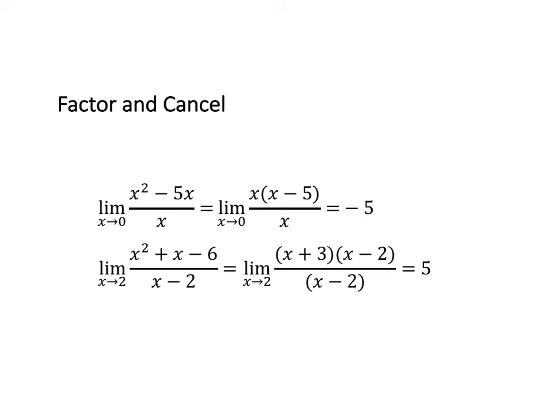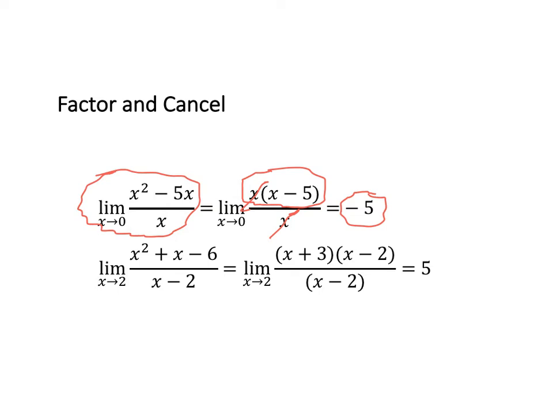So let's look at the first one here. Direct substitution won't work because we'd be dividing by 0. So let's factor the numerator. I've got x squared minus 5x. That simply factors to x times x minus 5. Well, I've got an x and an x, so I can cancel out the x's, and I have the limit of x minus 5 as x approaches 0. Now I can plug in 0 for x, and I come up with my answer, minus 5.